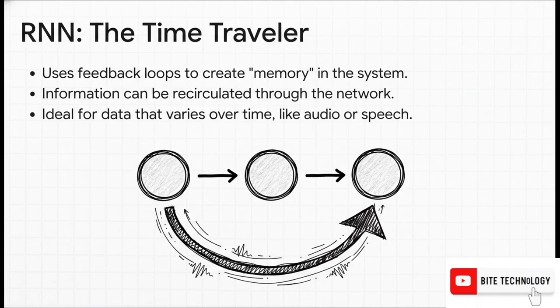Next up, the RNN. I like to call this one the time traveler. See, most networks just push information forward, but RNNs have these feedback loops. This means information can circle back, creating a kind of memory. The network can remember what came before, which is absolutely crucial if you're trying to understand something like speech or music, where the order of things is everything.